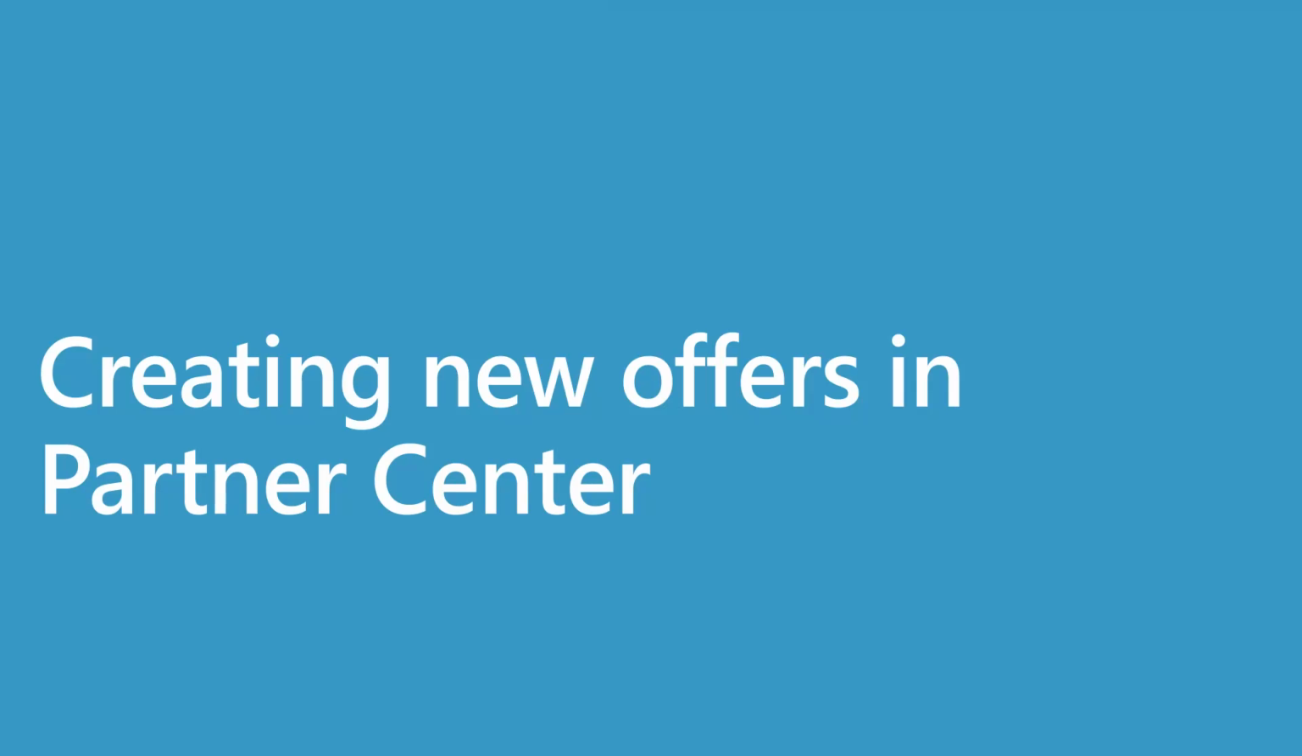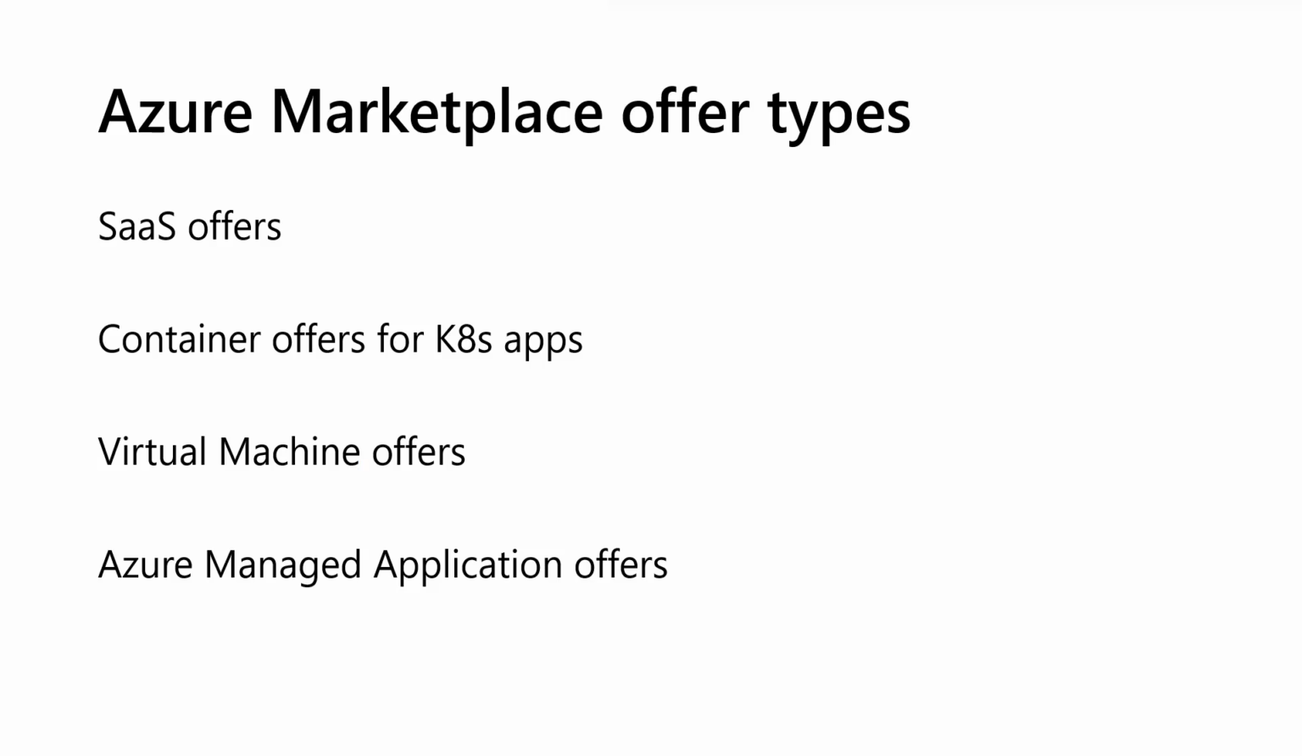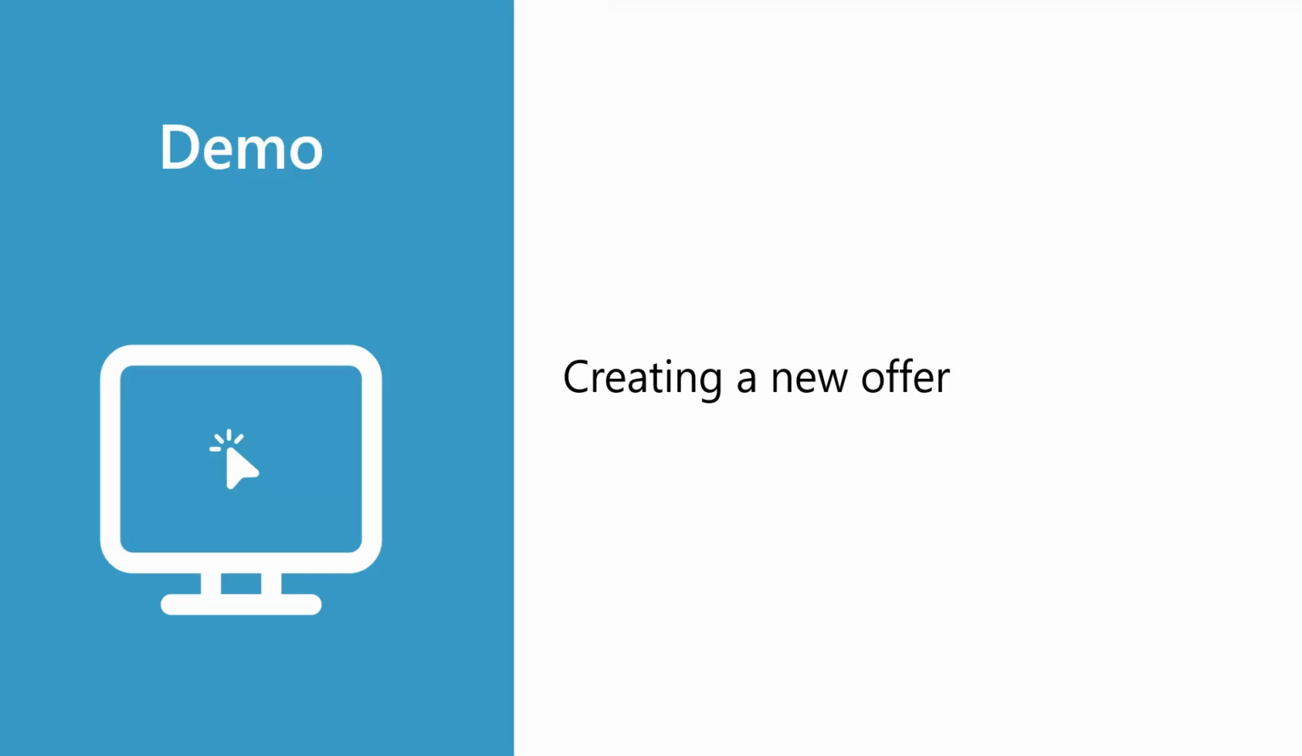First things first, let's see what it looks like to create an offer in Partner Center. Now there are 4 offer types that one can publish in the Azure Marketplace. Each one is quite different in terms of architecture, but some information collected for each offer type is shared. So let's have a look. This is a quick tour of what creating a new offer looks like. We'll use a SaaS offer, although as you'll see, we could use any offer type because the offer creation process is the same for each Azure Marketplace offer type.